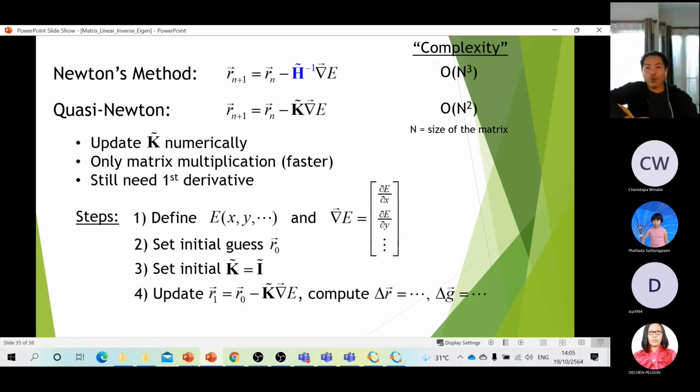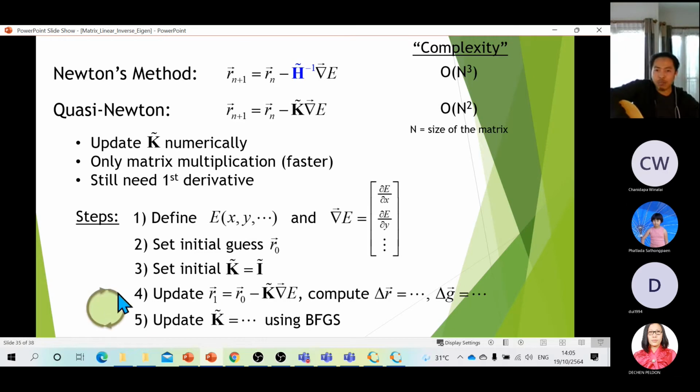Okay. Now we simply update the vector. You get closer to the solution, and you compute this DR and DG, and in BFGS, it tells you what these mean. But compute the DR and DG, and then you get the new K matrix. Then you go back to step number 4, and you go in a cycle like this. Okay, very good.